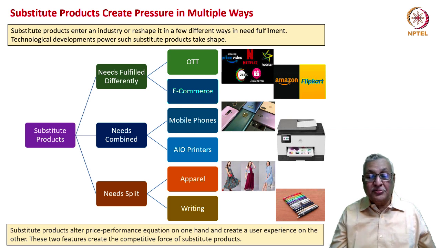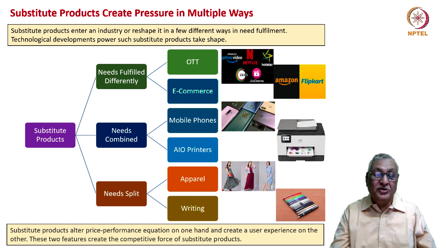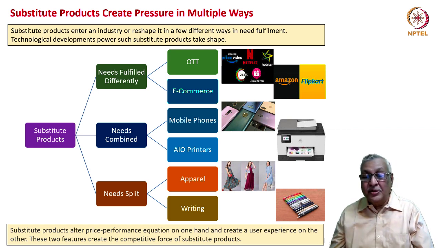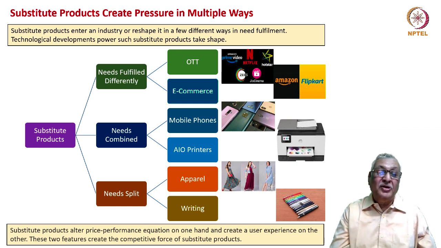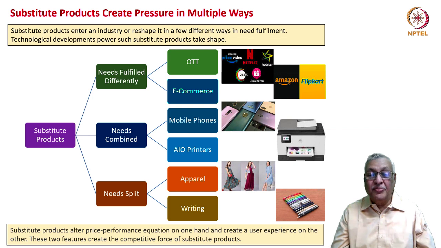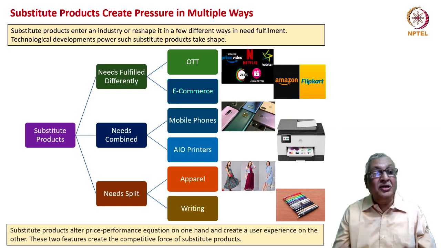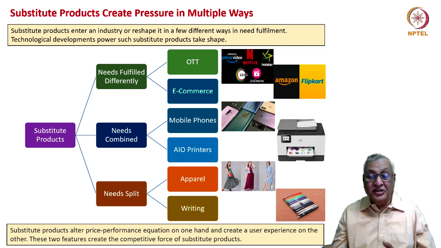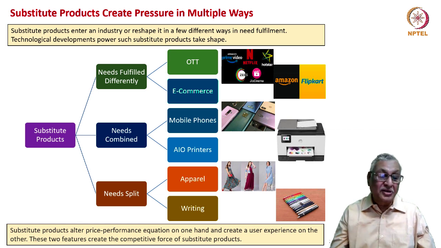And if the needs are split, as in the case of apparel and writing instruments, that is, pen is for certain purposes, ballpoint pen is for certain other purposes. Similarly, apparel, depending upon the season, depending upon the fashion statements, depending upon the gender diversity, the apparel can be of any types. Ethnicity could be one way the apparel is differentiated.